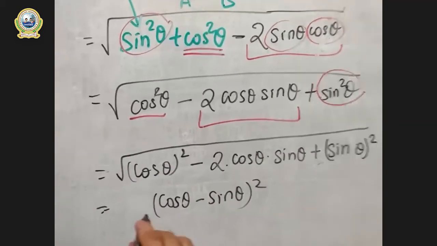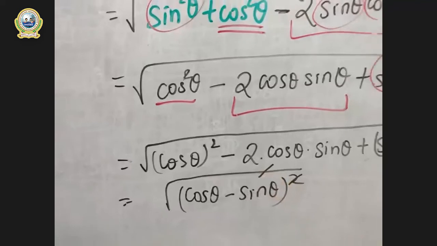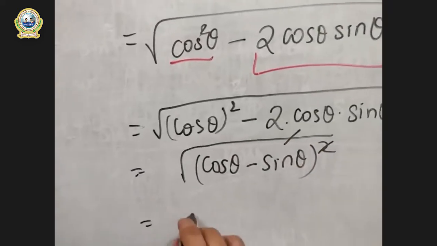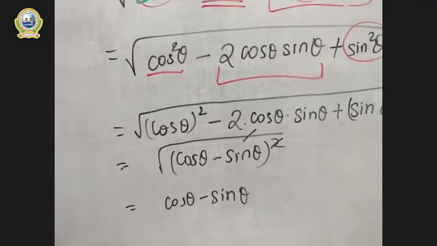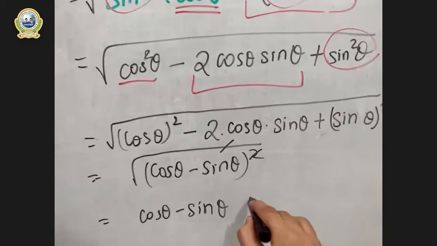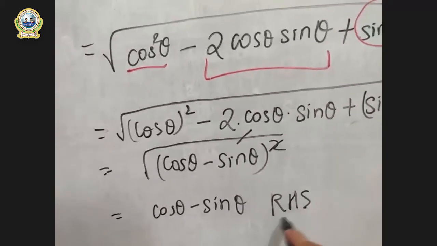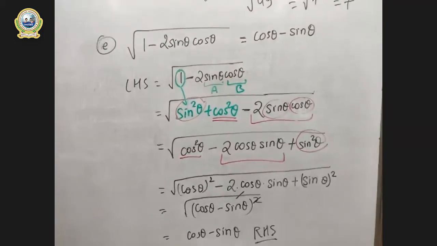Look at here. And there is root as it is. And you can cancel these two, square and root. Now you will have cos theta minus sin theta only, because root and whole square have been cancelled, and this is our right hand side. Are you clear? Let me show this to you in aggregate.